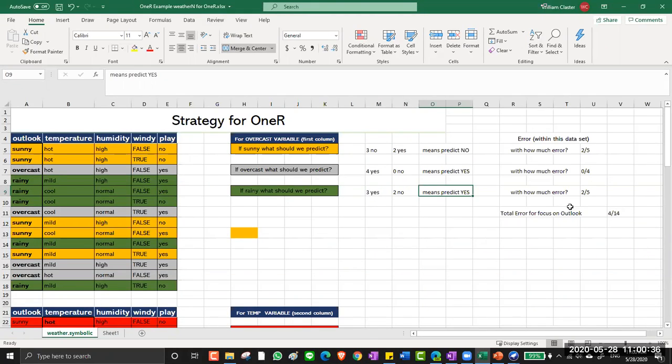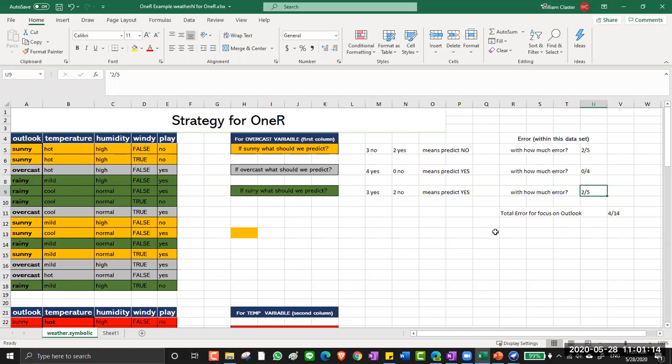And then how much error is there? 2 out of the 5 cases where it's rainy. Does everyone understand this? Yes. So how much error did we make here? Well, we had 2 errors here, and we had 2, and the total number of elements in our data set was 14, so we made 4 out of 14 error. Okay, does everyone understand that number?